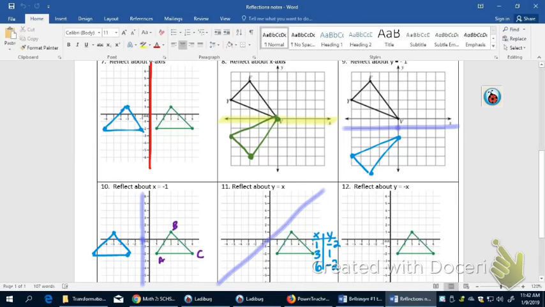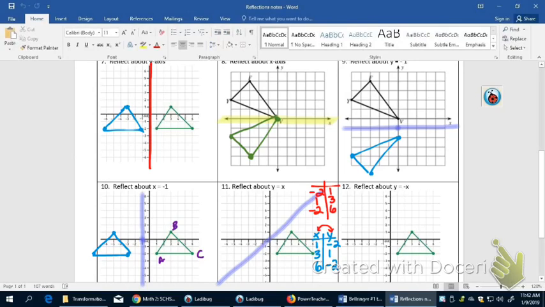What y equals x does is it flips the points. So if you make a new chart, you just change it around. Instead of 1, negative 2, it's negative 2, 1. Instead of 3, 1, it's 1, 3. Instead of 6, negative 2, it's negative 2, 6. And those are the 3 points that you draw instead.